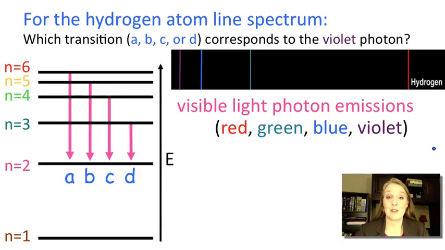Remember, it was the transitions going from higher energy levels down to 2, so stopping at an intermediate step, that gave us the visible light. Here's a question to consider. Here are the 4 lines in a hydrogen atom spectrum: red, green, blue, and violet. Each of those corresponds with one of these transitions shown on the left with the pink arrows, A, B, C, or D. Which of these transitions, A, B, C, or D, corresponds to the violet photon? So one of them's red, one of them's kind of a greenish blue, one of them's blue, and one of them's violet. Which one is the violet one?